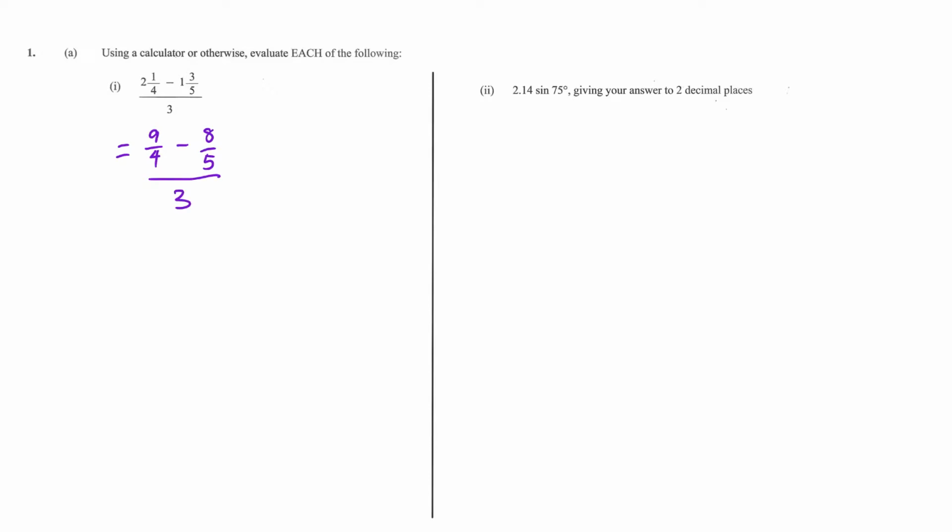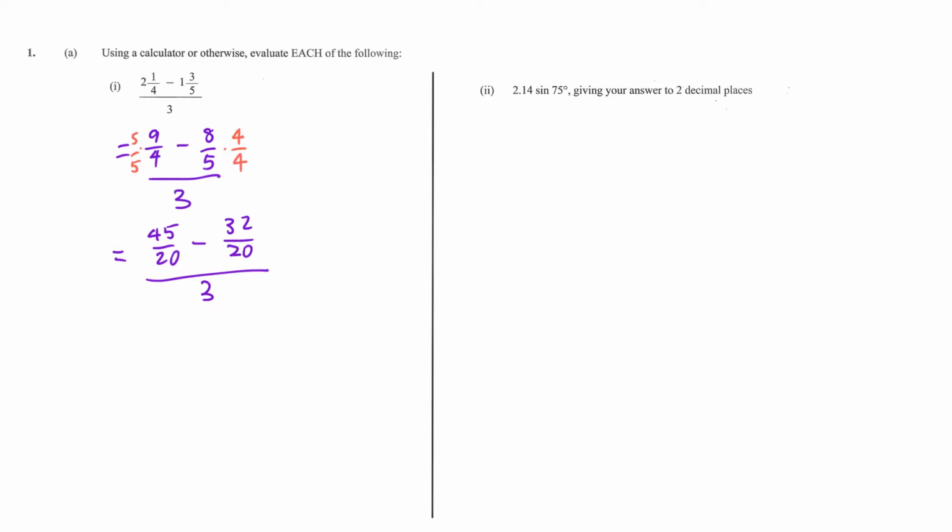Now, to combine the fractions in the numerator, I need to get a common denominator. The common denominator between 4 and 5 would be 20. So for my first fraction, in order to get the denominator 20, I need to multiply the top and the bottom by 5. For the second fraction, if I want to get the denominator 20, I need to multiply the top and the bottom by 4. Doing these operations, I get 45 over 20, and then minus 32 over 20. All of this is still divided by 3.